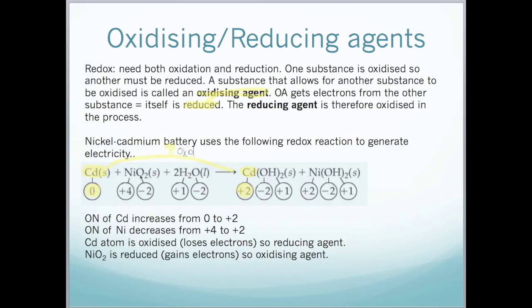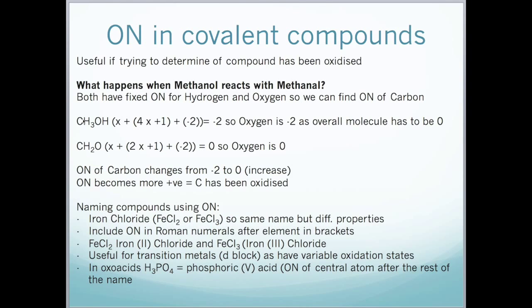Now look at nickel. We start off with a plus 4 oxidation number and we go to a plus 2. This means that there is a decrease in the oxidation number of nickel, therefore it is being reduced. Cadmium is oxidized, loses electrons, therefore it is the reducing agent. Nickel dioxide is reduced, so it gains electrons, so it is the oxidizing agent.